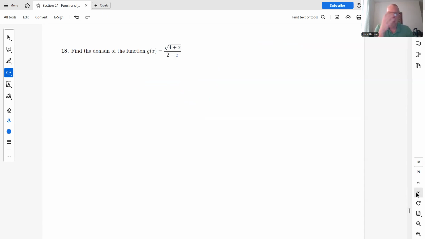All right, so what about this one? So now we have a square root function. And then this tells us that we also have a rational function. So now we're doing two things. So we got to use both rules here. So for the root function, set greater than or equal to 0. Set the 4 plus x greater than or equal to 0. For the rational function, we're going to set that denominator equal to 0. So we got to do both of these things.